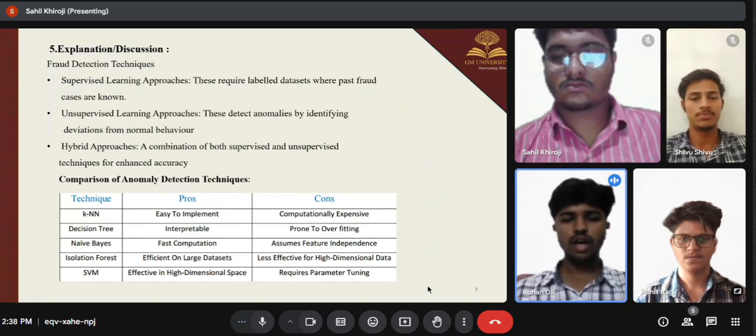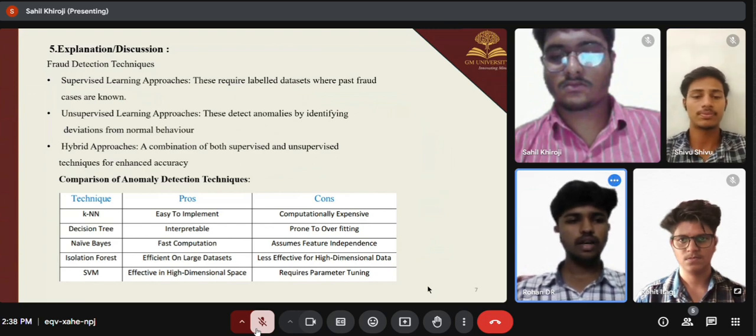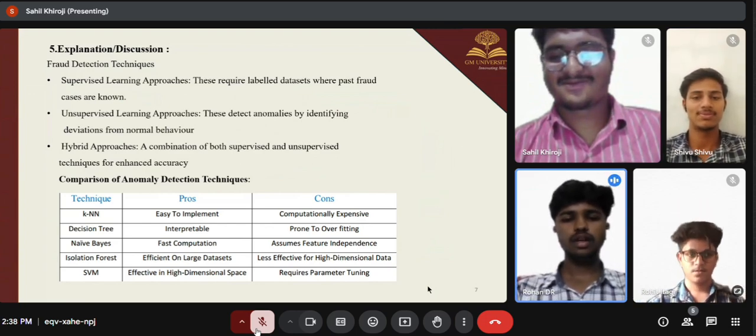Thank you, Rohit. I am Rohan Dayar from GM University and I am pursuing AML, and I am now explaining the fraud detection techniques, supervised learning approaches.